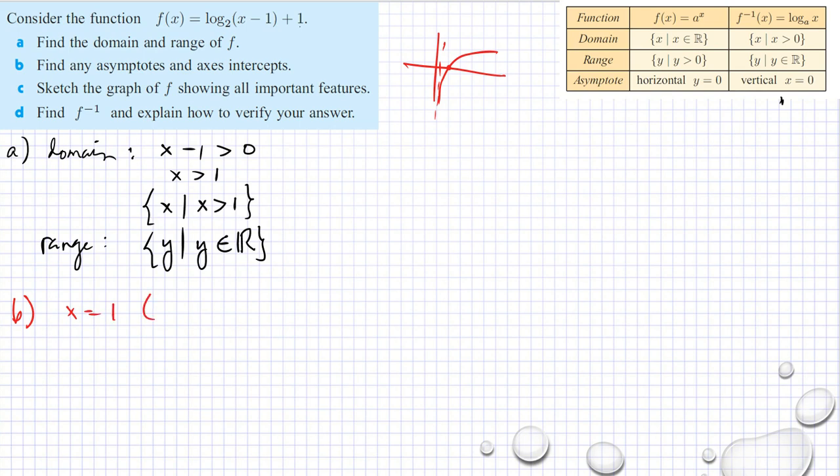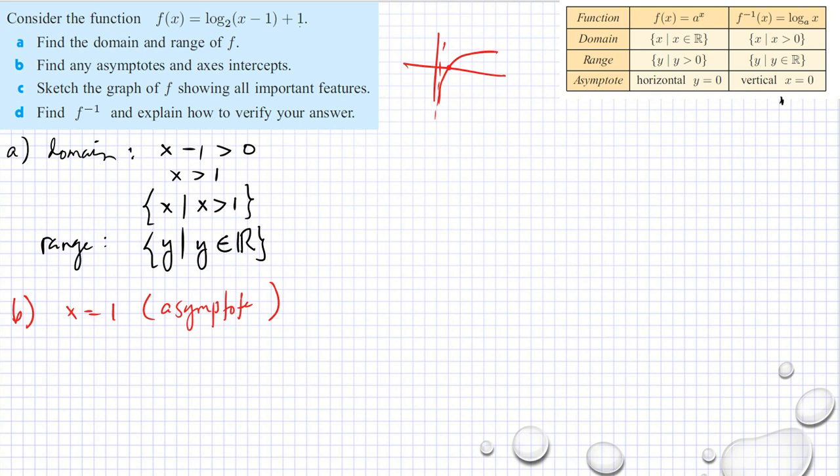This is our asymptote. Why? It says here that our domain is greater than 1. X is greater than 1. That means our asymptote, not asymptotes, asymptote, is when x is equal to 1. It will go near x is equal to 1, but it doesn't touch x is equal to 1.